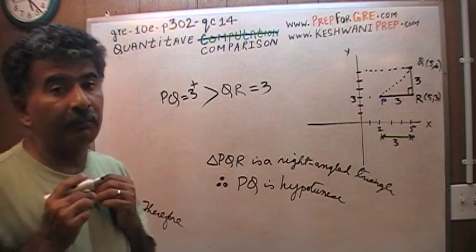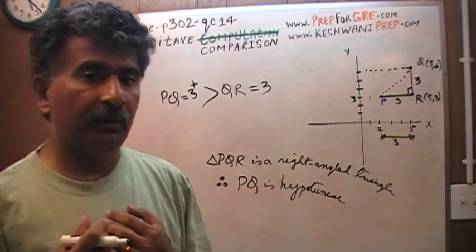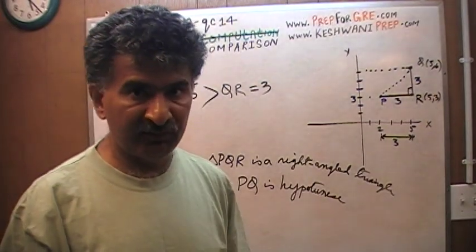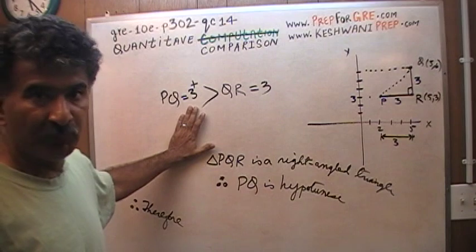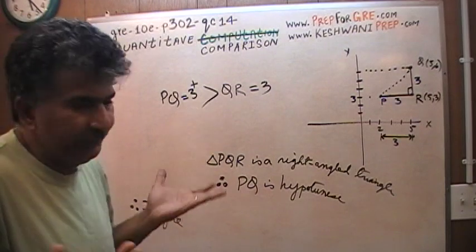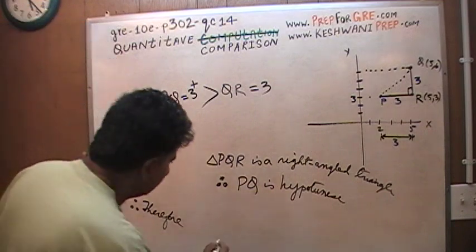You see, that's how ridiculous it becomes, and that's how simple it becomes. It becomes so simple and ridiculous that it actually sounds silly. Because what I just told you is that PQ, whatever it is, is more than 3, and therefore something that is more than 3 has got to be more than 3. You see? It's a tautology.